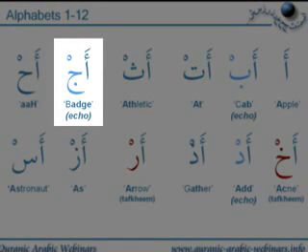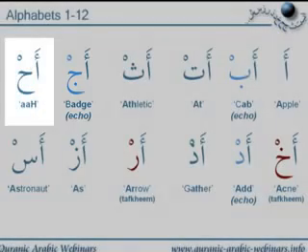The letter Jim is one of the echo letters, so when it's sakin, it will be aj, slight echo there, and that will be equivalent to the sound of aj in the word badge.